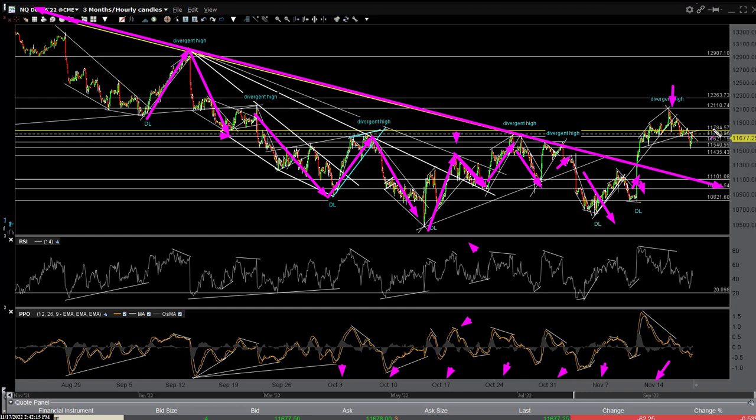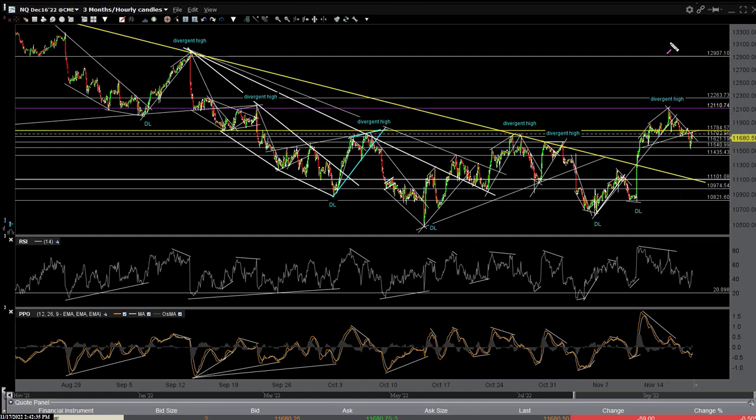We had some divergence that started to form, as I mentioned here, at that 11,785 resistance, that yellow line on NQ. It went through there, but the divergence not only didn't go away, it didn't get negated. By negated, it means you would have made higher highs in the indicators. What happened? It got even larger, and then we had nice clean divergence.